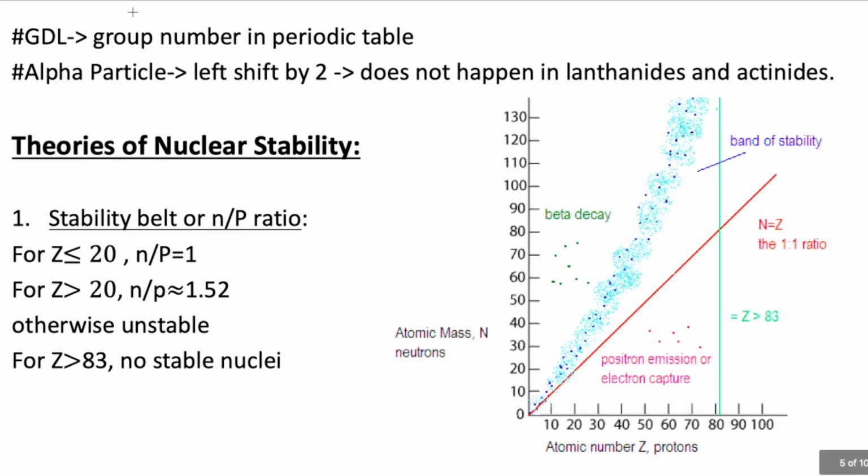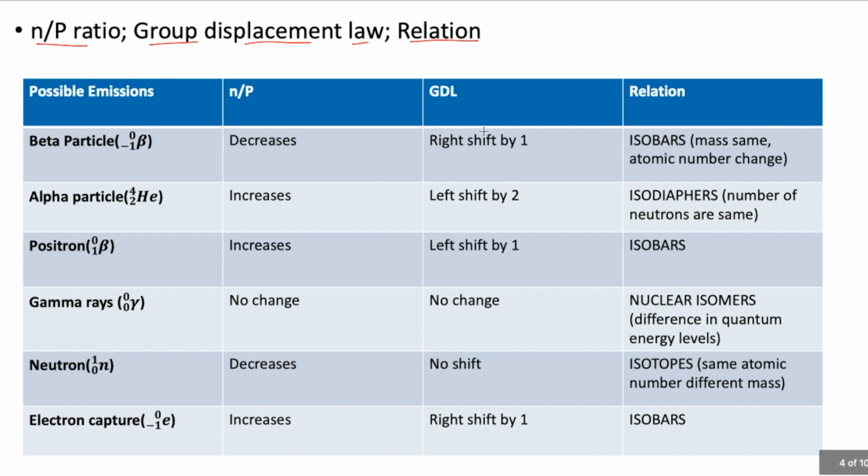Okay, so as it is said, GDL means group displacement law, which relates to the group number in the periodic table. So how is the group number going to change? Right shift means, if this is the periodic table and these are the groups, that if something has shifted from here to here, a group has increased and it is shifted to the right. This is done when the atomic number increases by 1 unit. So this is how it is done.